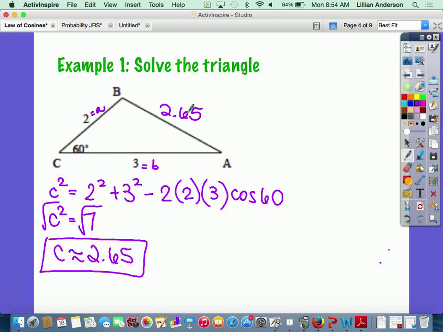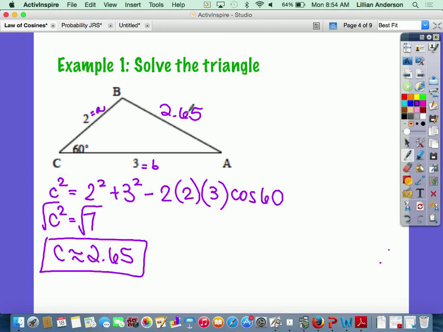Well, technically it keeps going, doesn't it? Do you still have that in your calculator? You're not going to clear it out, are you? No, because we're now going to have to use this side to help us find the angles, correct? And we want to make sure that we use the exact answer versus the rounded answer, all right?